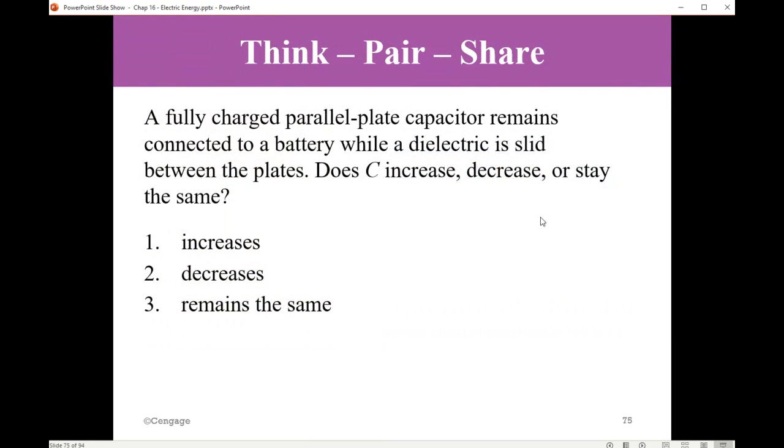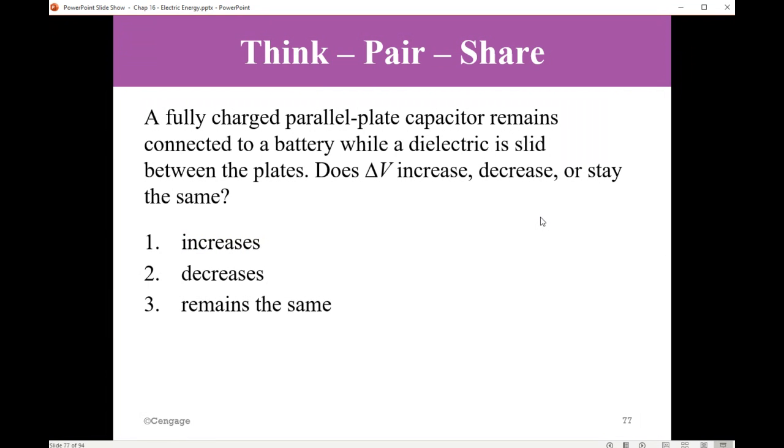A fully charged parallel plate capacitor remains connected to a battery while a dielectric is slid between the plates. Does C increase, decrease, or stay the same? We know that when we insert the dielectric, we increase the capacitance.